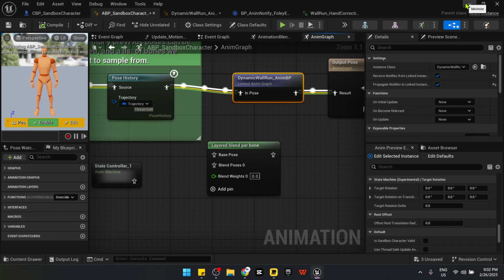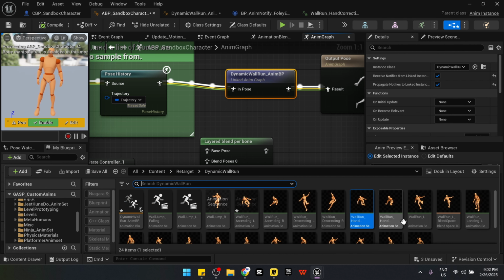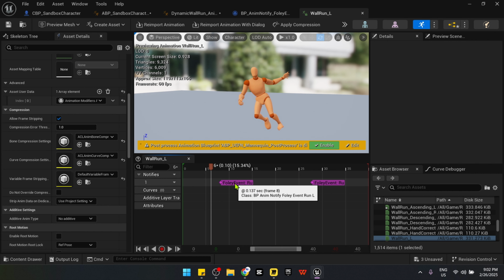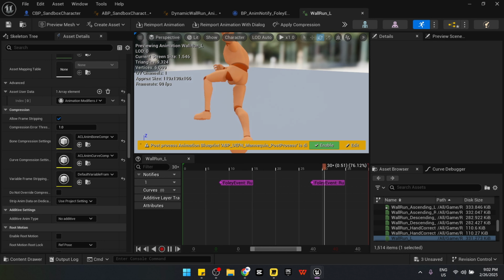But I was running debug. I can show you how my current animation is set up. Let's check out this one. So I have this wall run left, and I have two Foley events in it. As you can tell, it looks perfect.